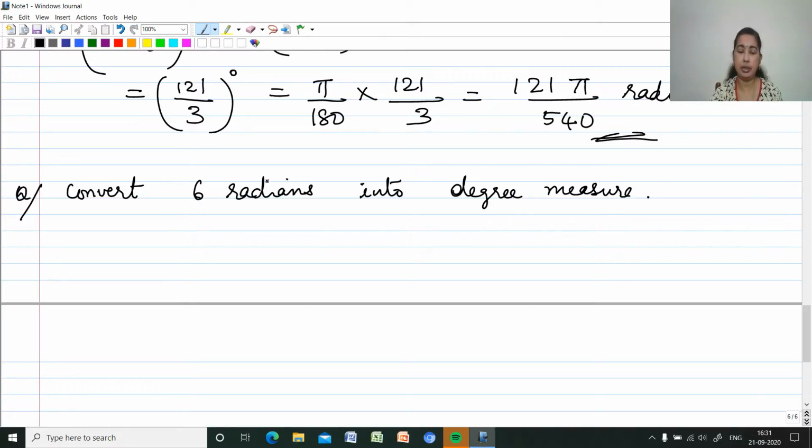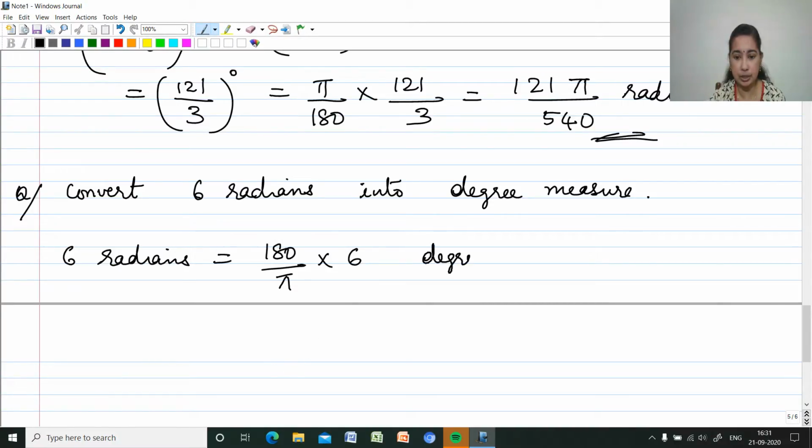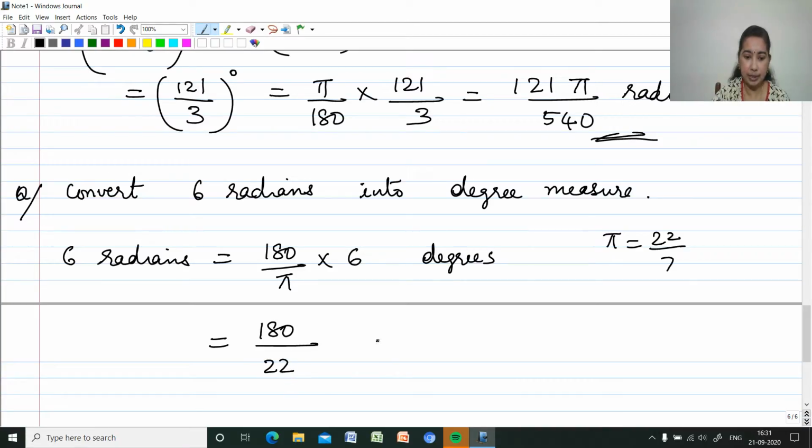So in order to convert radian to degree, we have to multiply by 180 by pi. So we can write here 6 radians is equal to 180 by pi into the given radians, so 6 radians. And now what you are getting is that much degrees. For that we have to simplify what is the answer. So instead of pi we can give 22 by 7. Value of pi is 22 by 7. So this is 180 by 22 by 7, that 7 comes in the numerator, into 6.